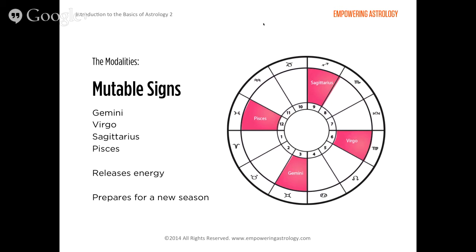Now we're getting towards the end of a season, and the mutable signs are Gemini, Virgo, Sagittarius, and Pisces. The mutable signs release energy. They're really good about having flexibility, whereas in the fixed signs, sometimes for better or for worse, it can be a little unmoving. But now the energy is releasing. It's getting ready for a new season. So like Gemini and Pisces, for instance, there's a sense of movement in the mutable signs because it's transitioning out into a new season.